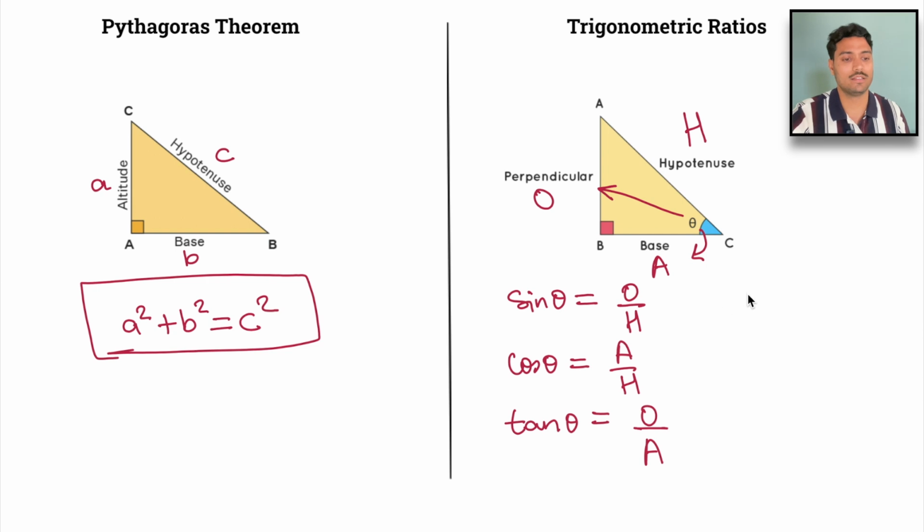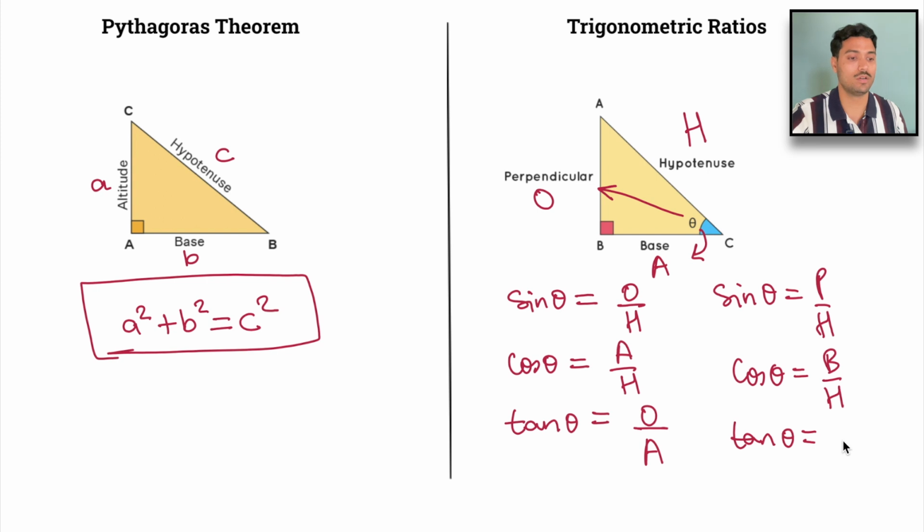These are also written like this: sine theta is equal to perpendicular upon hypotenuse, cos theta is equal to base upon hypotenuse, and tan theta is equal to perpendicular by base. So we'll use these formulas while solving 3D trigonometry. Let's try to understand what 3D problems look like.